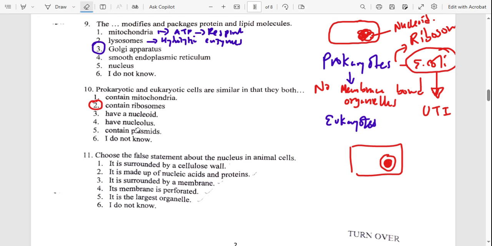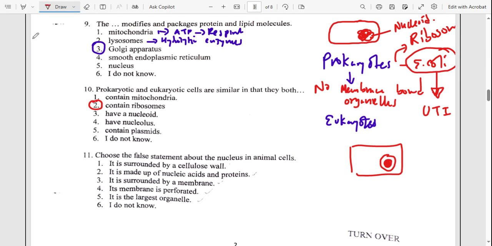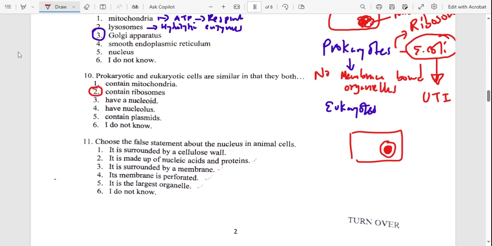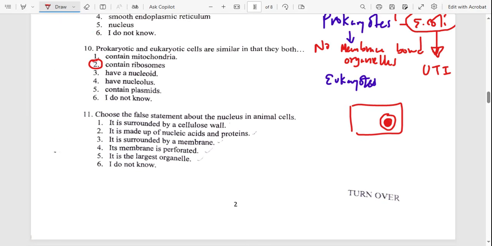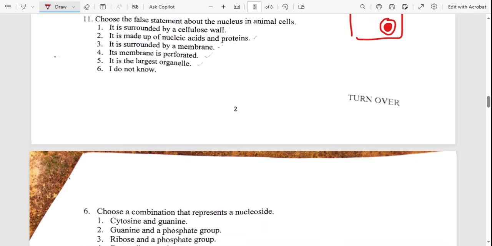So the other options are not correct because they're not found in both. Plasmid is only found in prokaryotes, it is circular DNA.